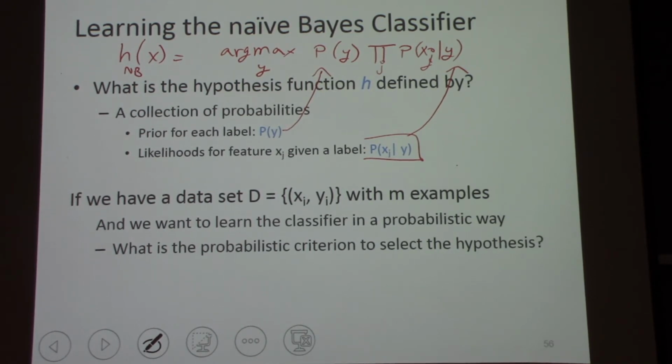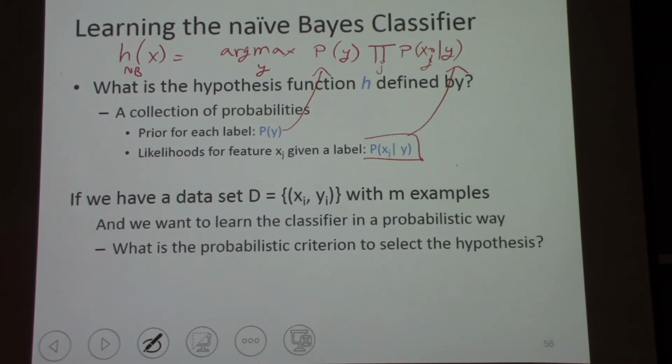Your H of X is the output of the classifier. Yes, the label. In the linear classifier world, h of x would have been sign of w transpose x. And there, in the linear classifier world, learning was search over the space of all w's to find the one that maximizes some criterion or minimizes some criterion.